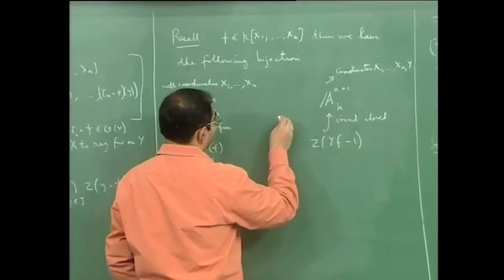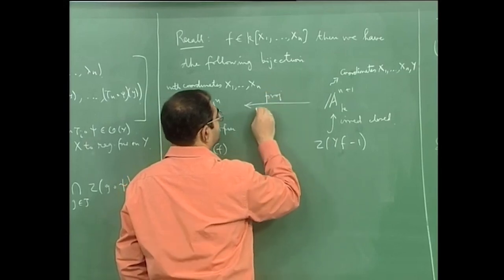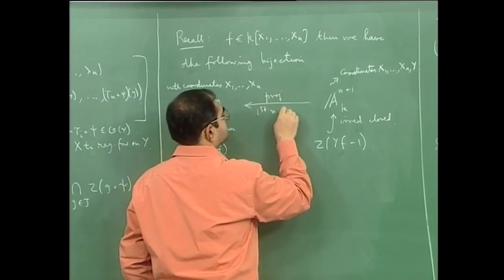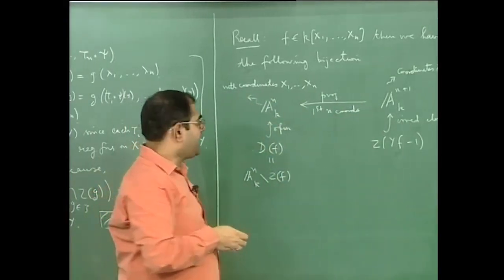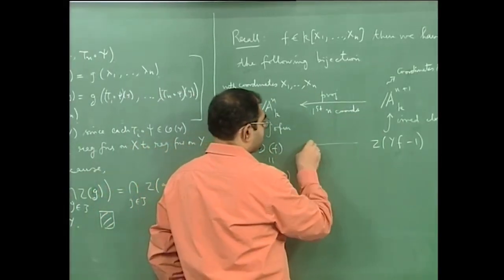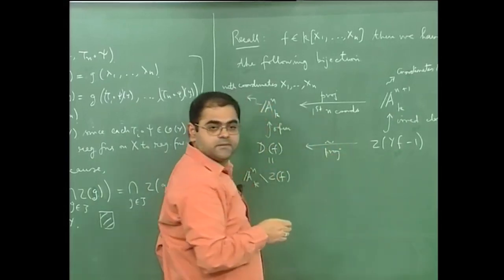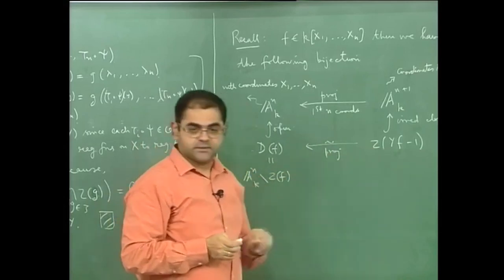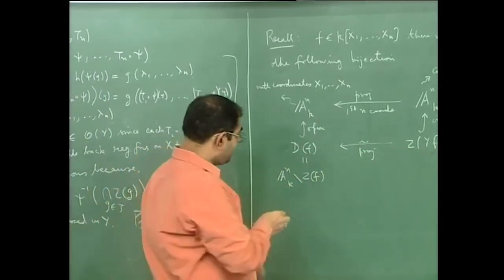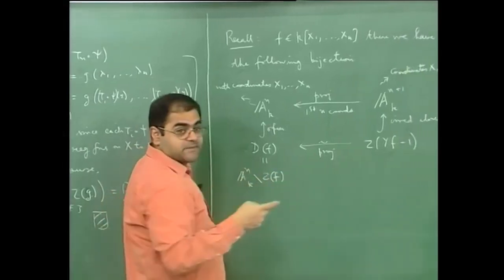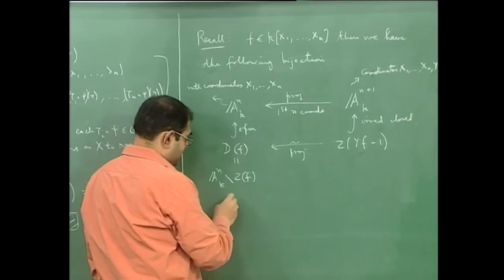And we have this projection. You project onto the first n coordinates. That is this projection map. And under this projection map, there is a bijective map from here to here. This is something that I told you. In fact, I told you that this bijective map is actually an isomorphism of varieties. In fact, the map is very, very simple to define.